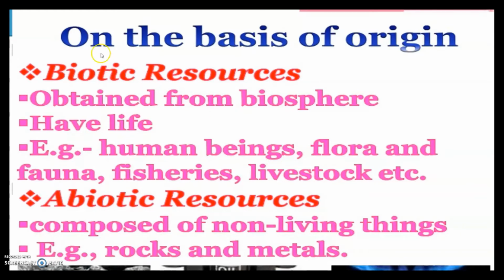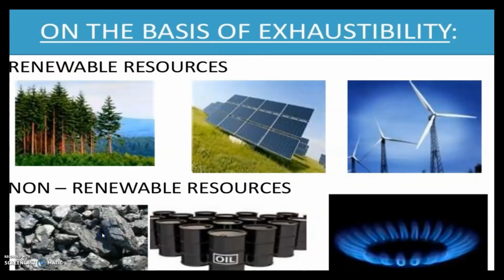Okay. So once more, on the basis of origin, resources can be classified into biotic resources and abiotic resources. Biotic resources are obtained from the biosphere and they have life, for example human beings, flora and fauna, fisheries, livestock, etc. Abiotic resources are composed of non-living things, for example rocks and metals.